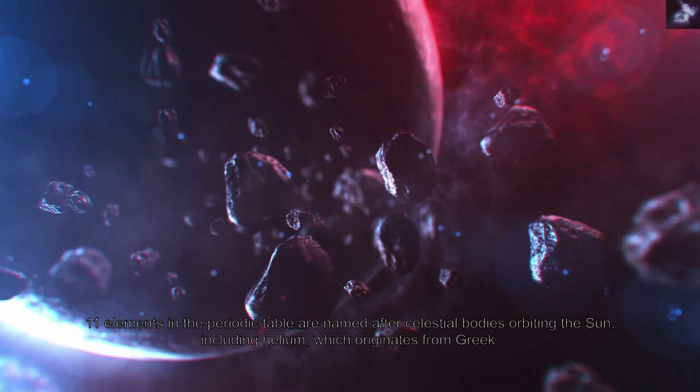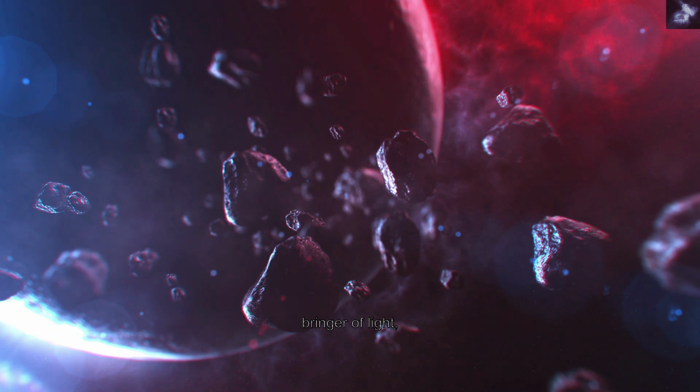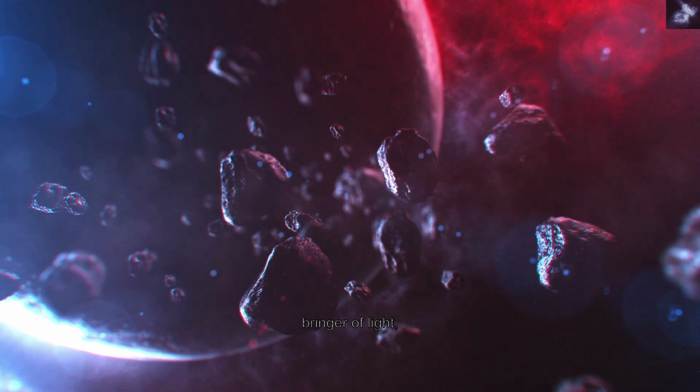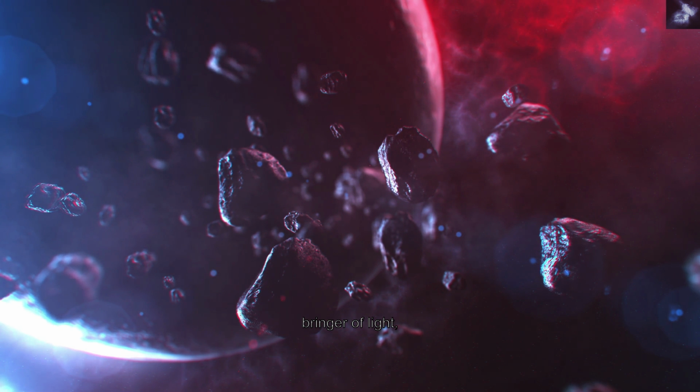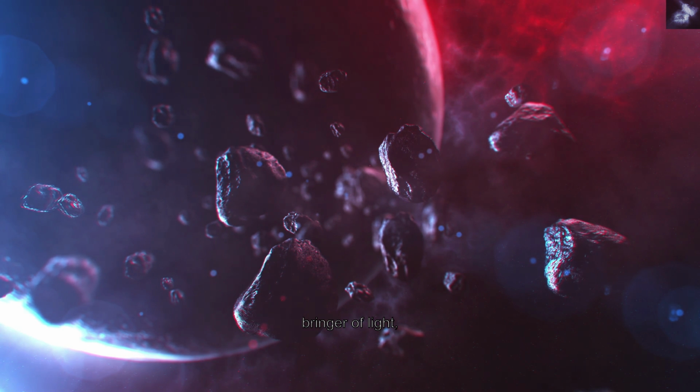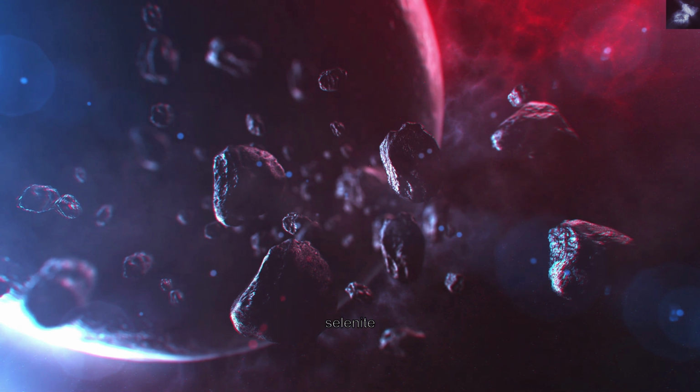An unknown element was discovered in the debris from the first hydrogen bomb test on the Eniwetok Atoll in the South Pacific. On November 1, 1952, it was named Einsteinium in honor of Einstein.